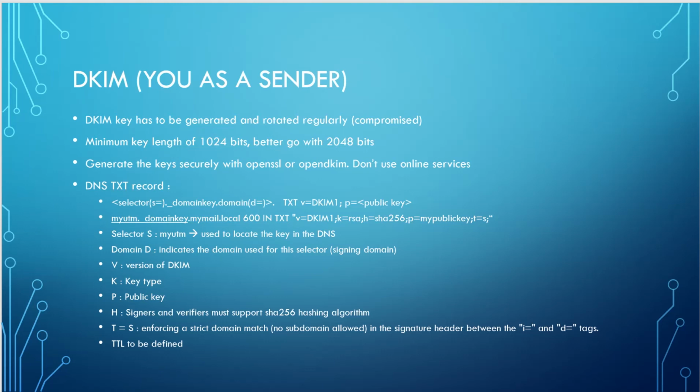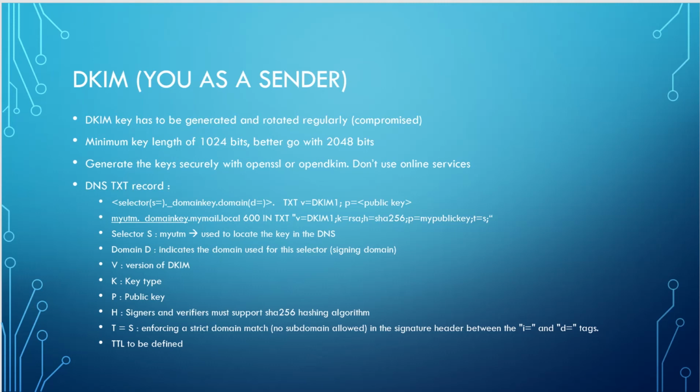Okay, so we have the selector._domainkey.domain, this is your domain, and we have some other parameters. So this is my DKIM example. My selector is myUTM. My domain is mydomain.local. So you see the selector S, which is myUTM, is used to locate the key in the DNS. The domain D indicates the domain used for this selector, and it is the signing domain.